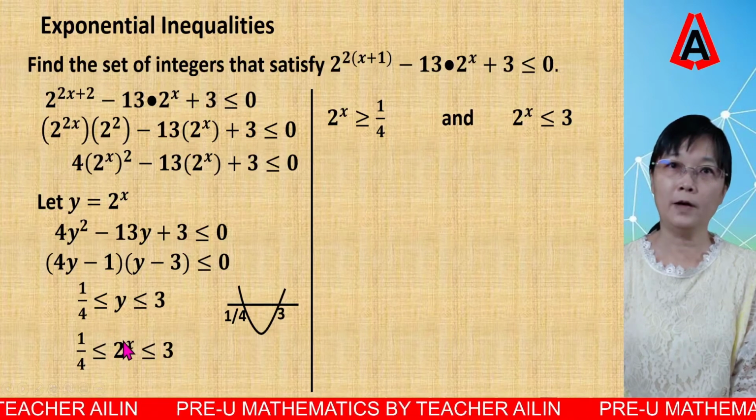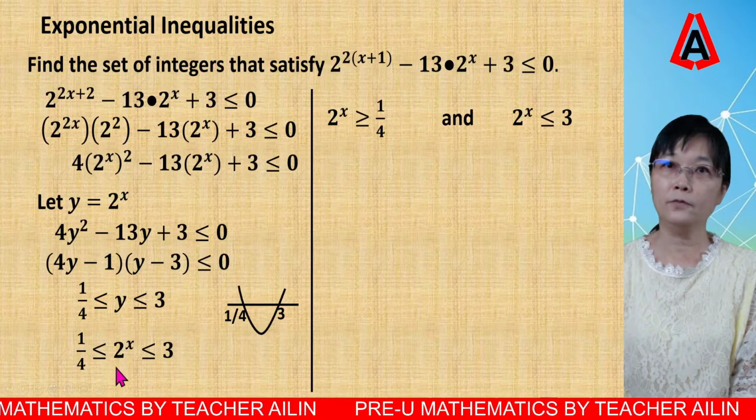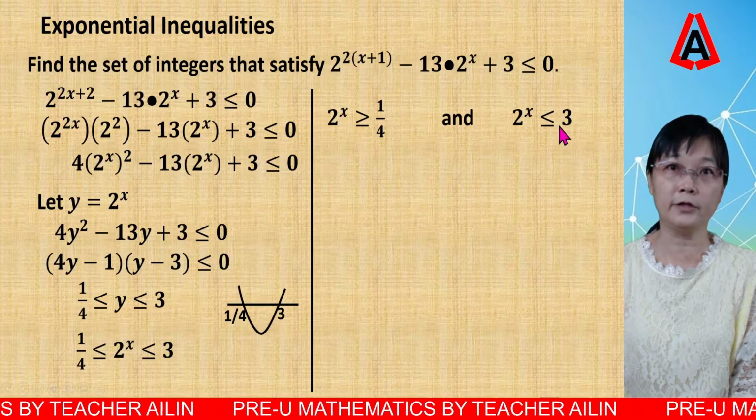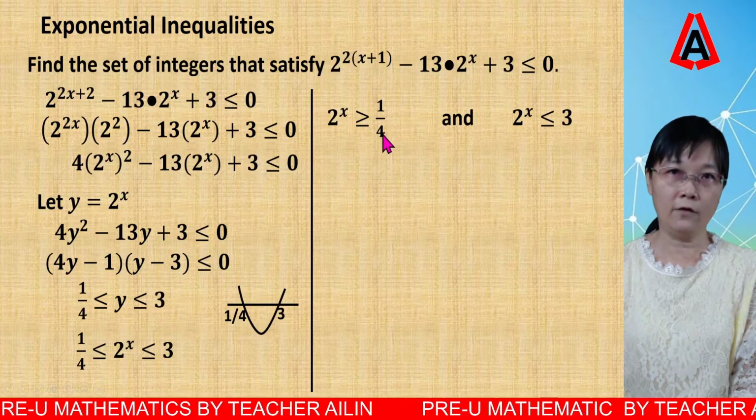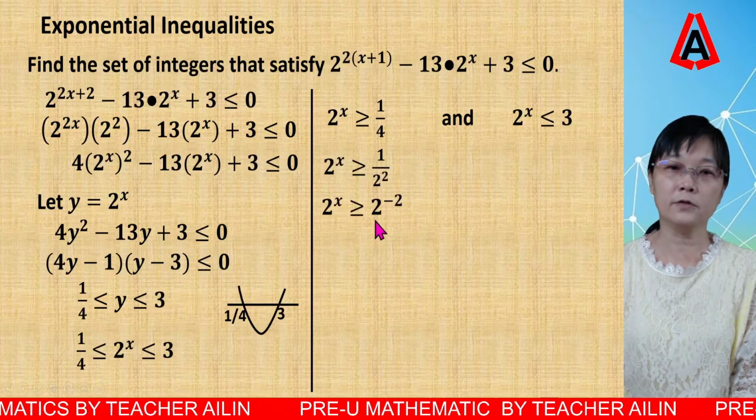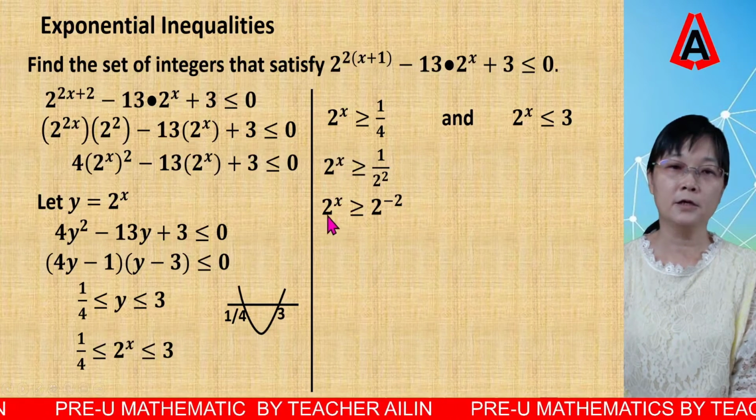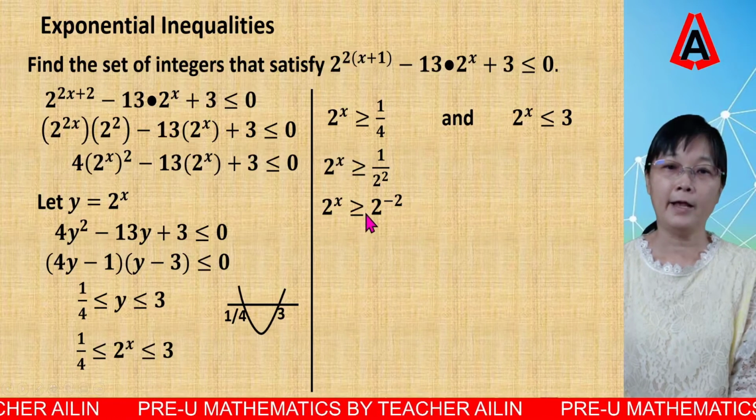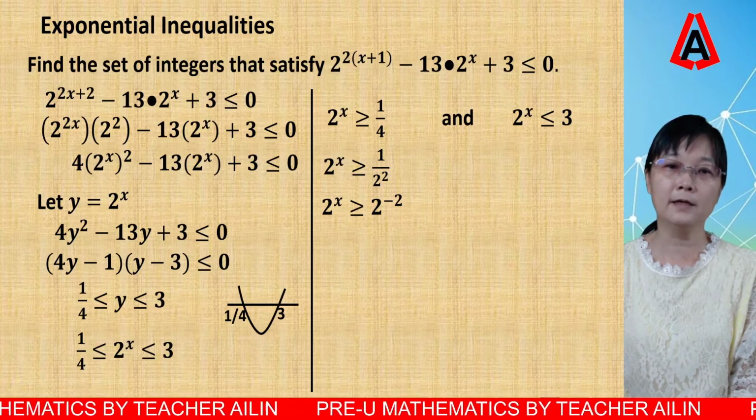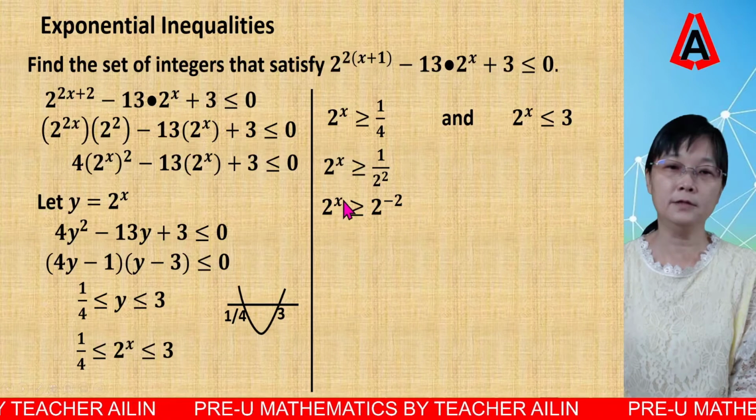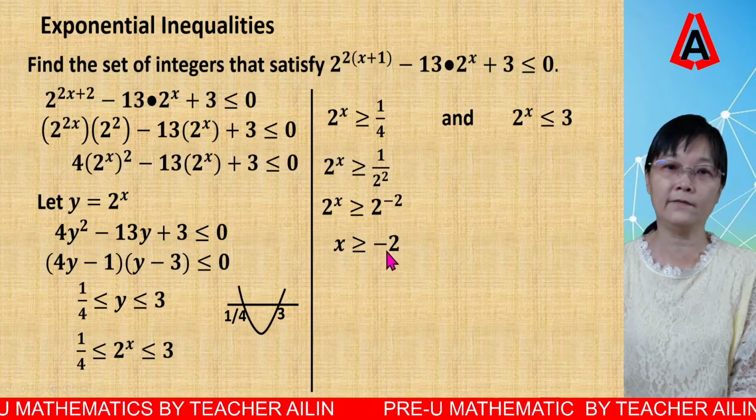One is when 2 power x is greater than or equal to 1/4. The other one is 2 power x less than or equal to 3. Now for the first part, 2 power x greater than or equal to 1/4. 1/4 is also equal to 2 power negative 2. Now when we compare this, we find that the base is the same. And since the base is 2, which is greater than 1, the exponent x is also greater than or equal to the other exponent, negative 2.